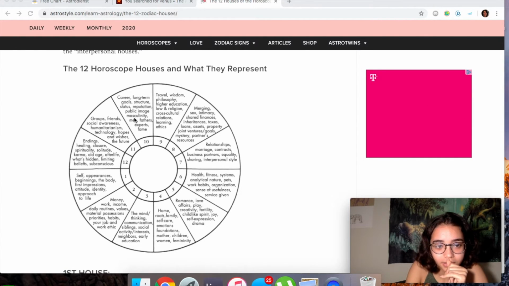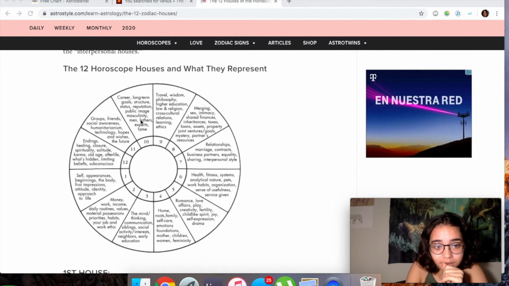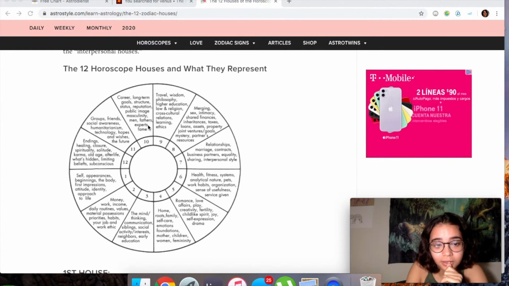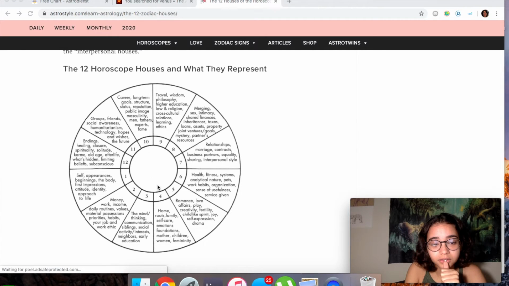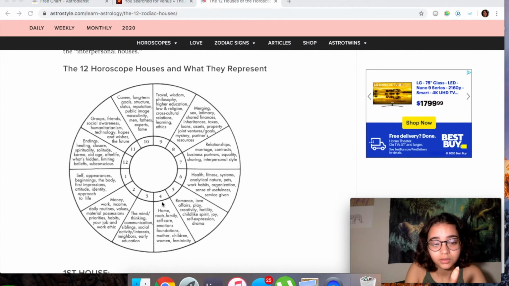And so that's why you can see here it says your career, goals, structure, status, reputation, public image, masculinity. Capricorn is a very masculine sign. And for those who don't know, the opposite house of that house is literally the opposite sign of that sign. So the 4th sign of Cancer is the opposite sign of the 10th sign of Capricorn.